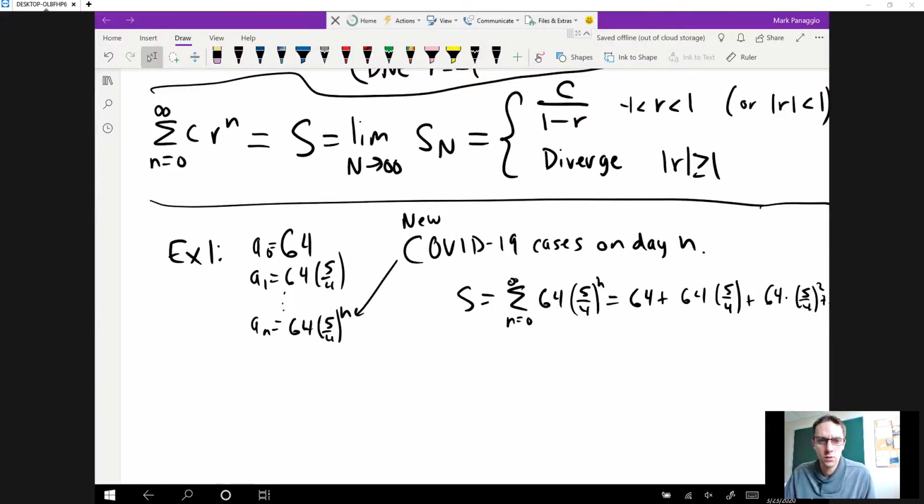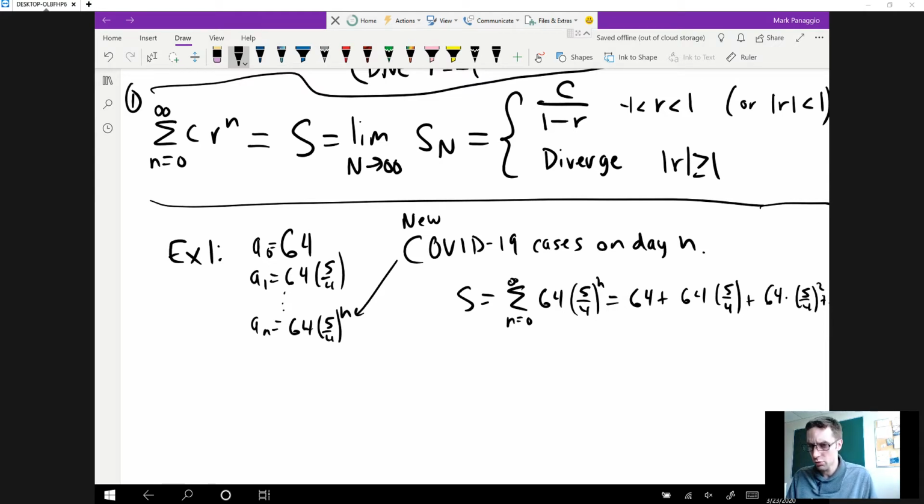In the last two videos, we derived this formula up above, which says that if you have a geometric series with a constant c and a ratio r, then we can show, and the sum goes from 0 to infinity, that's important, then the sum will converge if the absolute value of r is less than 1, and it converges to c over 1 minus r. And if the absolute value of r is greater than or equal to 1, then the sum will diverge.